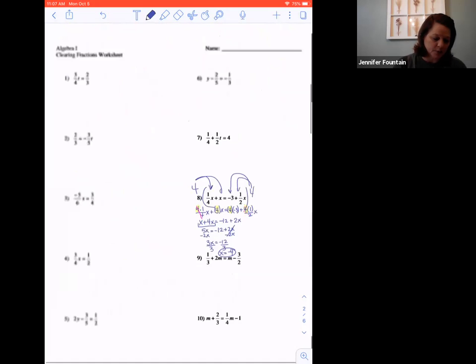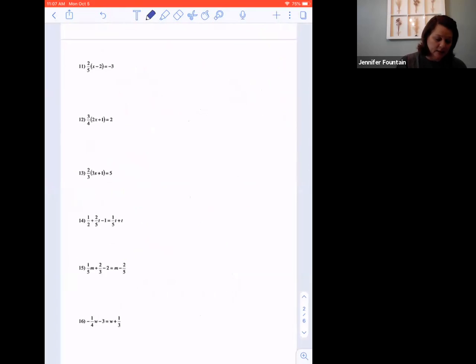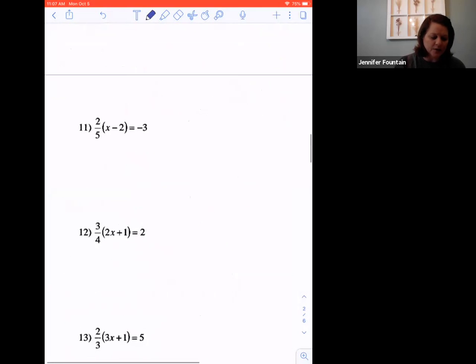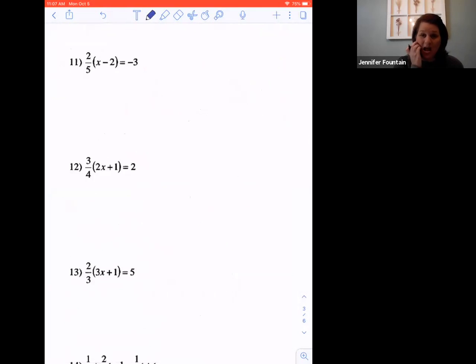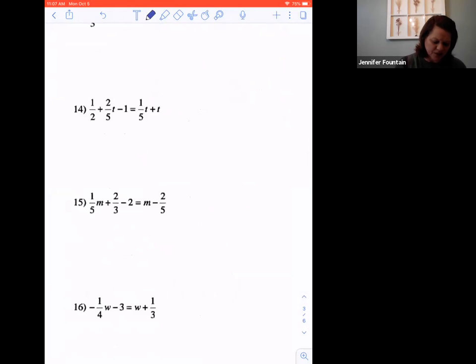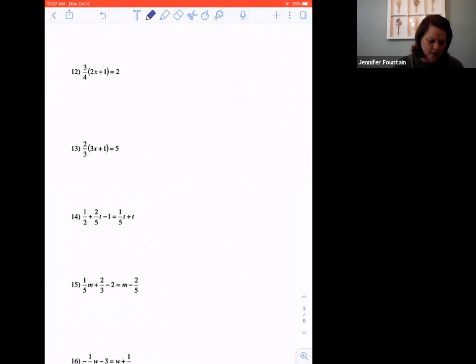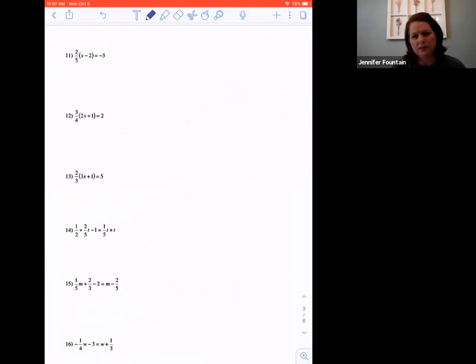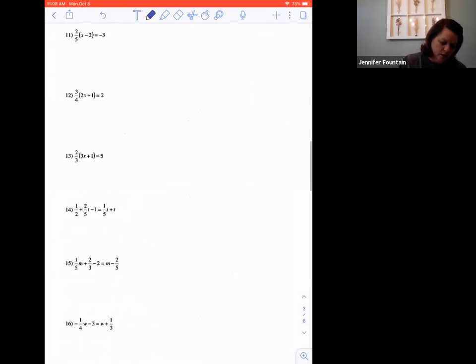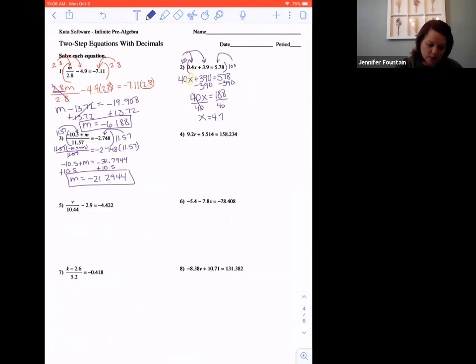All right, so that was page 2. Page 3, we had a little more of the same, and I think on this page we just had all bonus. I think I had worked example 11 in class, and so we had that 12, 13, 14, and 15, I think, were bonus. I think we had also worked number 16, but I think this page was all bonus. Then we moved on to two-step equations with decimals.